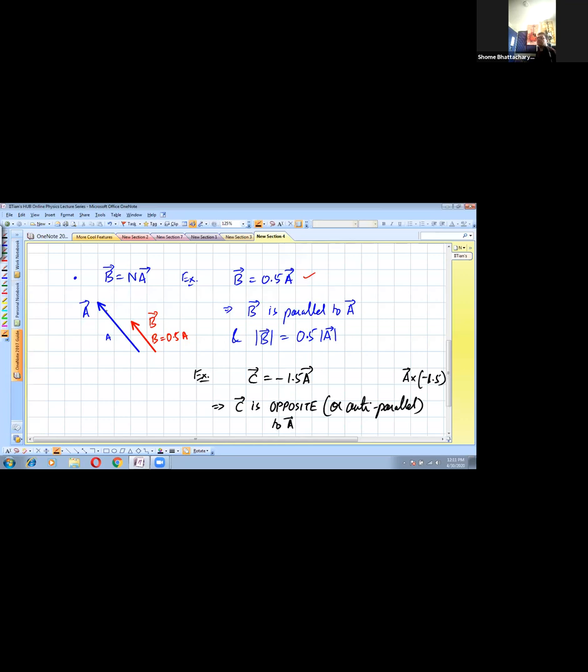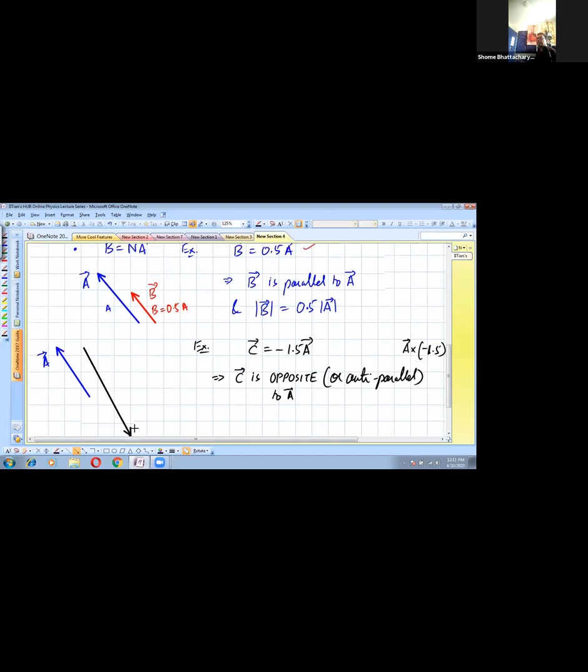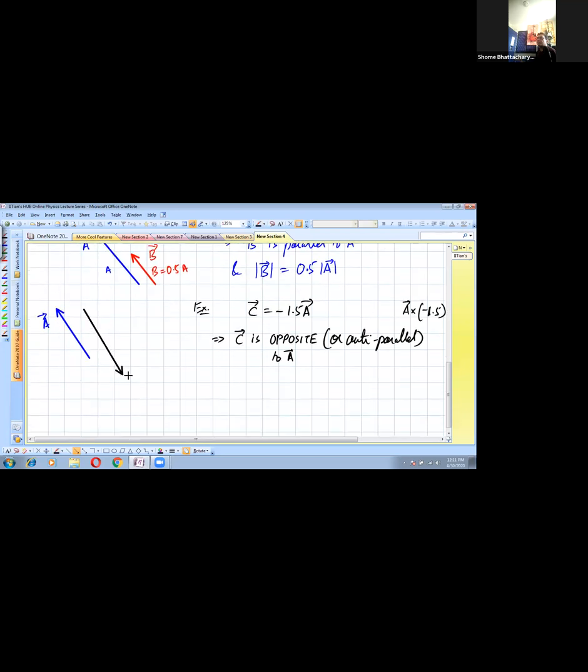So here if the E was like this, like we drew earlier, E was a vector like this, then now in this example the vector C should be opposite in direction. So the vector C should be something like this. It should be exactly anti-parallel, and its length should be more because it's 1.5 times. So this would now represent the vector C.